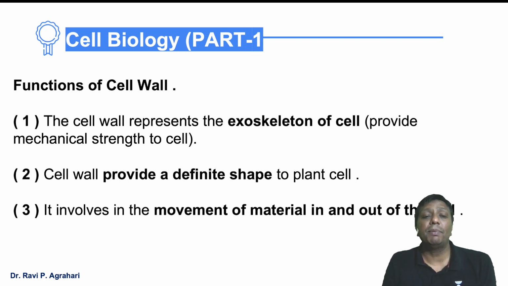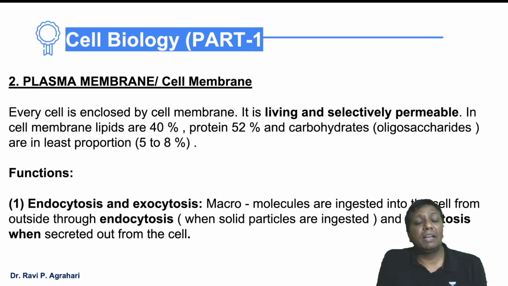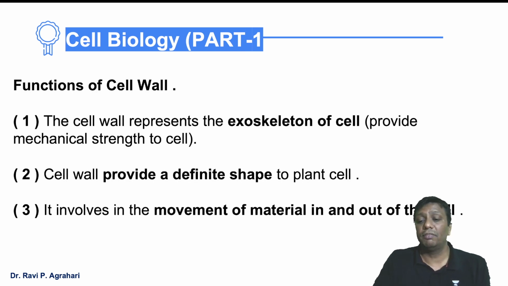Okay, so the same type of feature you can see in the case of the cell wall. If the cell wall is dead in nature, then of course it is totally permeable. Anything can come inside or go outside easily from the cell. After the cell wall, guys, the second one is the plasma membrane. One more piece of information I will tell you that is very, very important.